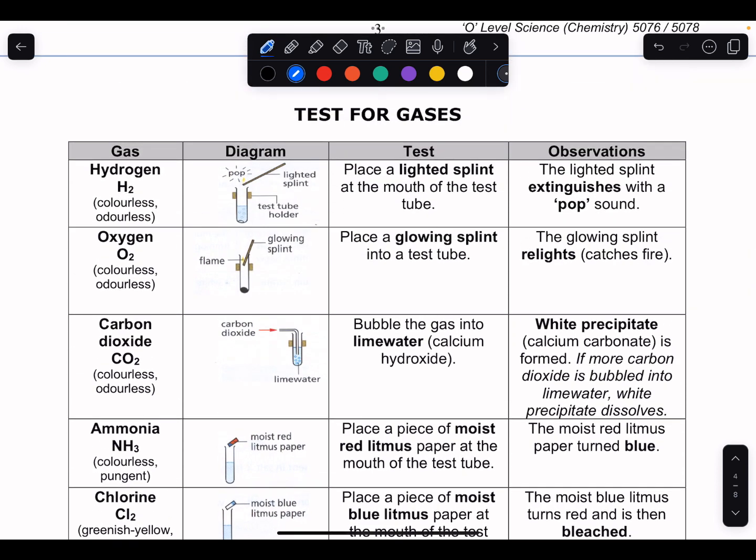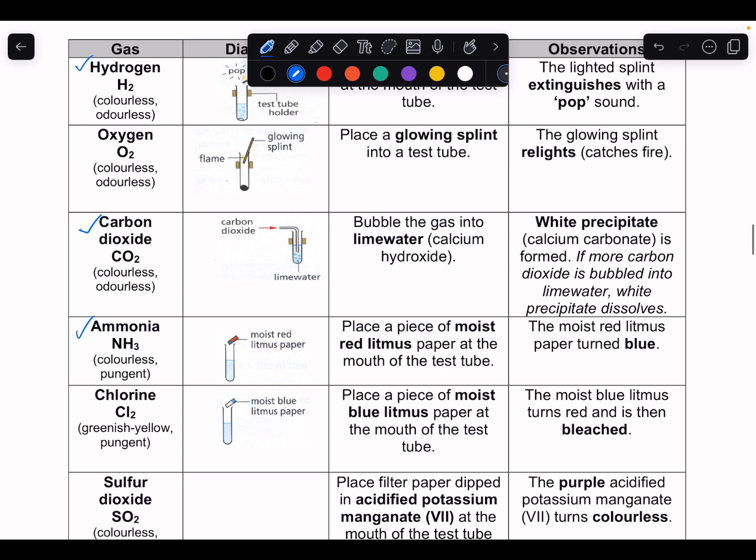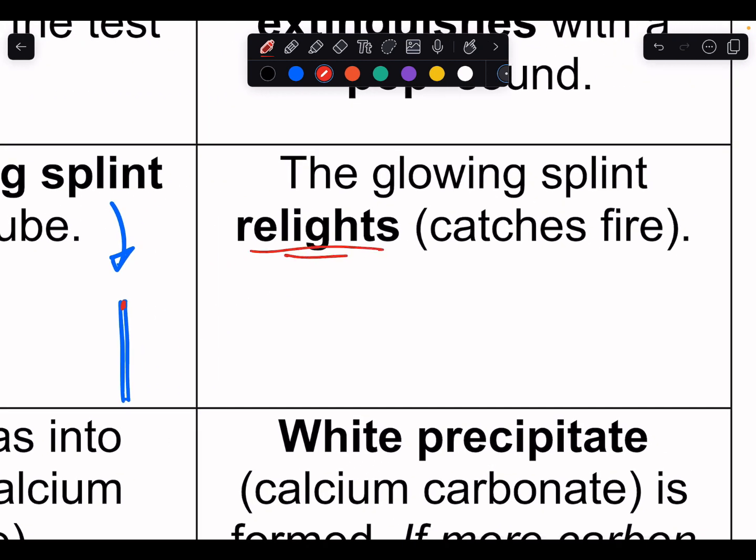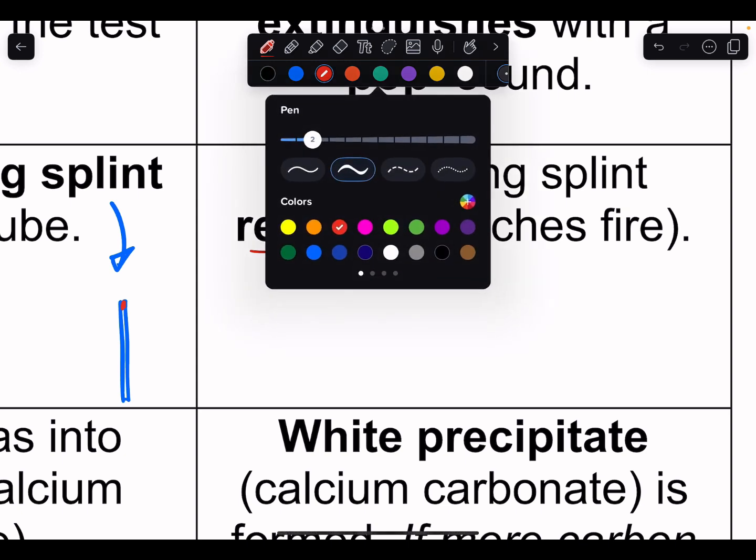Tests for gases, you have learned many of them before. You've learned hydrogen, carbon dioxide, and ammonia. So the new ones will be oxygen, chlorine, and sulfur dioxide. For oxygen, it makes use of a glowing splint. So what does a glowing splint look like? If you are Chinese and pray, you have seen a joss stick before and it glows red at the top, right? It's not that there's a flame there. It's just glowing red. So that's a glowing splint. So why will it relight or rekindle? That's because the presence of the high concentration of oxygen, which is necessary for fire, helps it to relight.